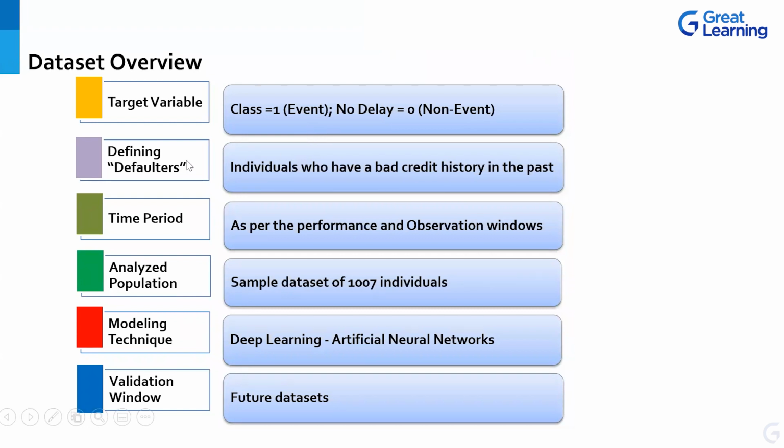Defining defaulters: individuals who have a bad credit history in the past. Time period, we have not specified. It's slightly modified data, so we don't have a time period specifically available, but it depends upon the time period, like what performance window and observation window we talk about. Analyze population: we have a sample data set of 1,000 individuals, the bank data set. Modeling technique: again we'll try an artificial neural network, or deep learning algorithm. Validation window: what data set we have for the prediction. We have a validation data set available from the data set itself.